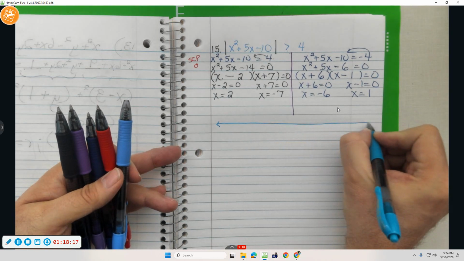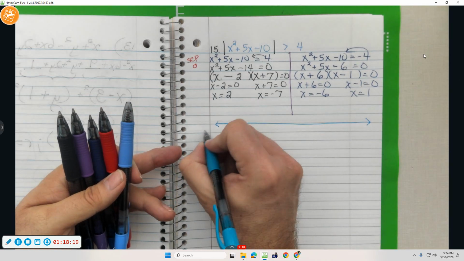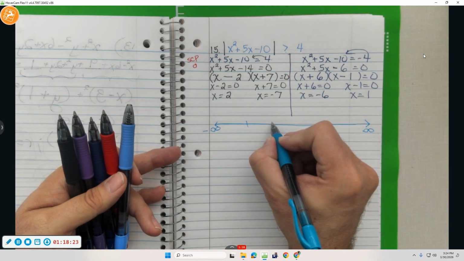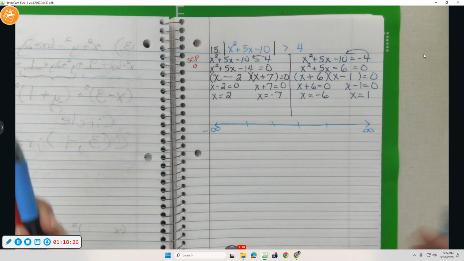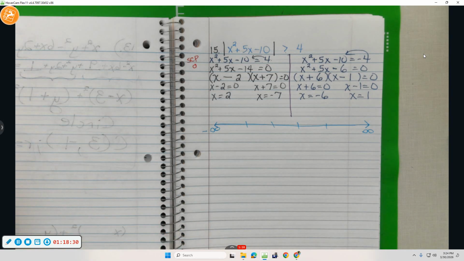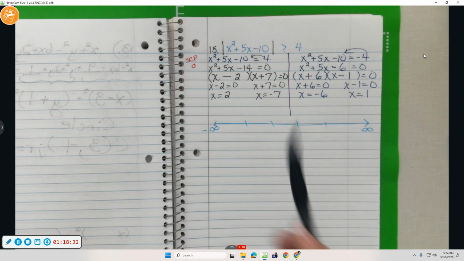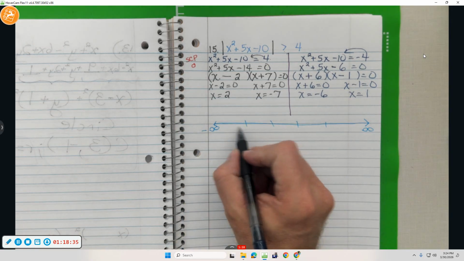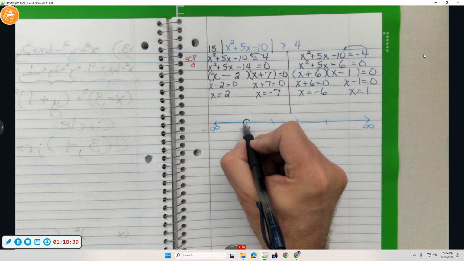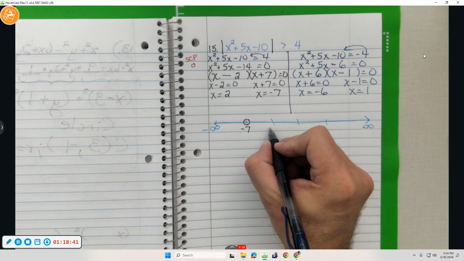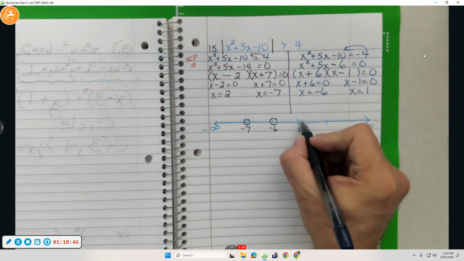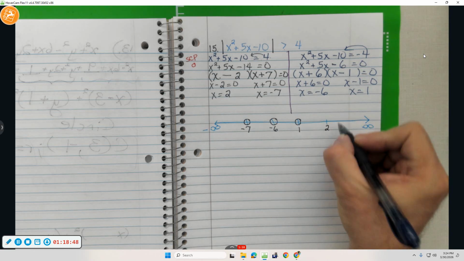And that's important because there's 5 intervals here. Those 4 cut points are giving us 5 different intervals. I put my 4 marks on there. Now let's put these numbers in numerical order. We said that they'd have an open circle. So which one is closest to negative infinity? Negative 7. And then negative 6. 1 and 2.